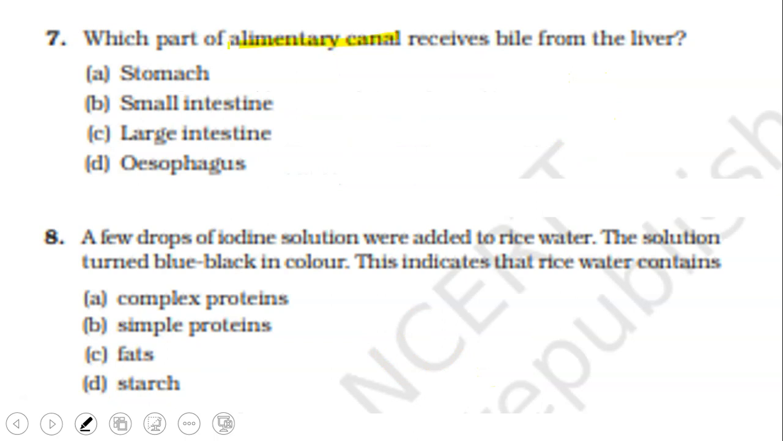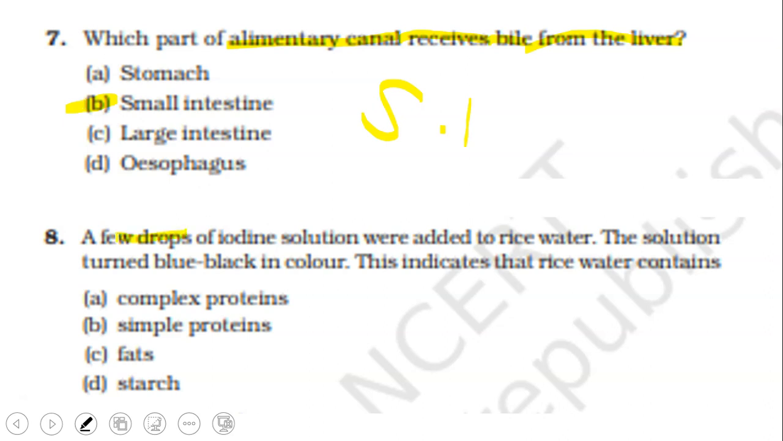Seventh, which part of the alimentary canal receives bile from the liver? So the answer is small intestine, because we know the small intestine receives secretions from the liver and the pancreas, that is to receive bile juice, bile pigments, and trypsin and lipase, respectively, from the liver and pancreas. So the answer is small intestine.